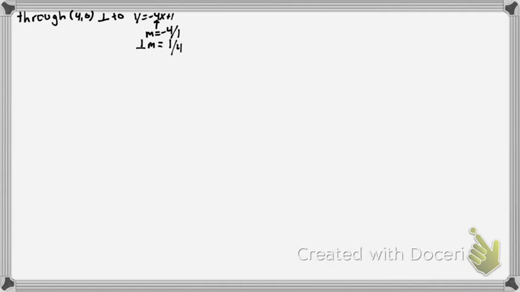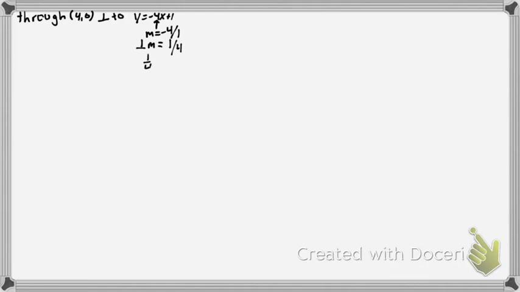And I want it to be the opposite. So negative 4, it's a negative number. The opposite would be positive. So my perpendicular slope is going to be 1/4. And if you want to check to make sure you have the right slope, you can multiply them together and you should get negative 1.